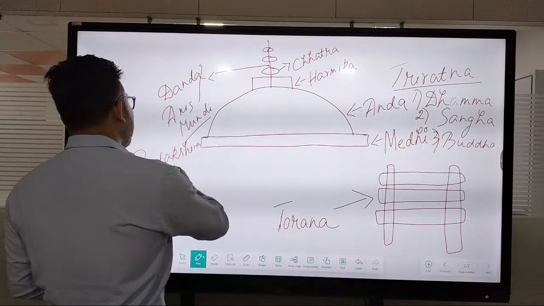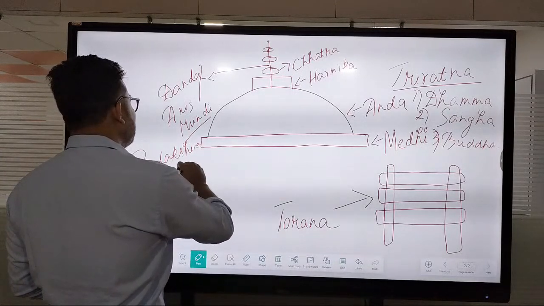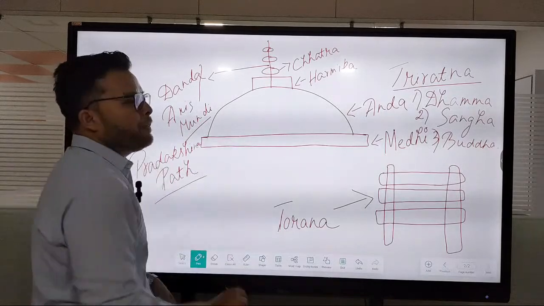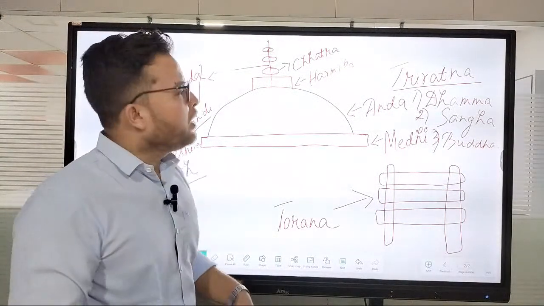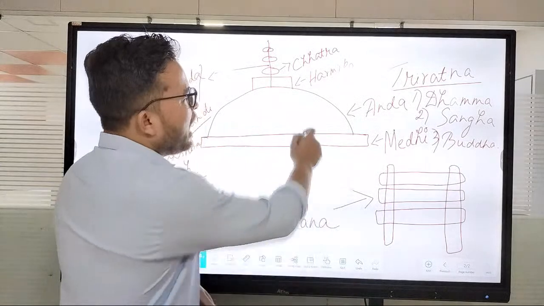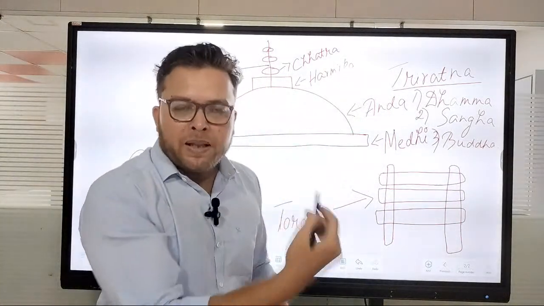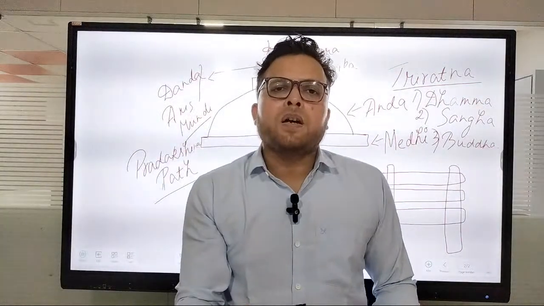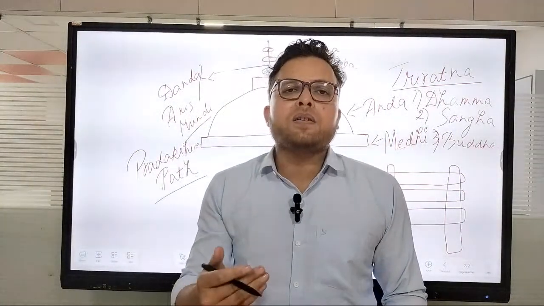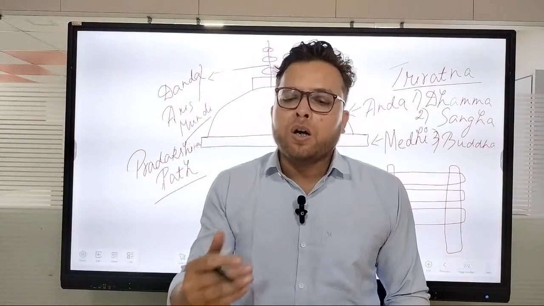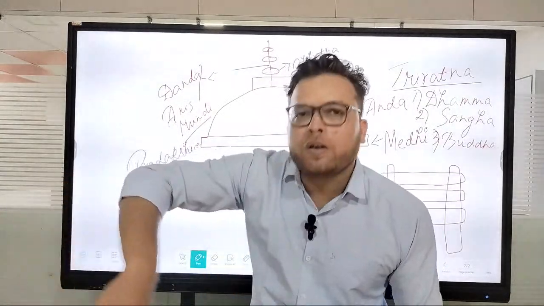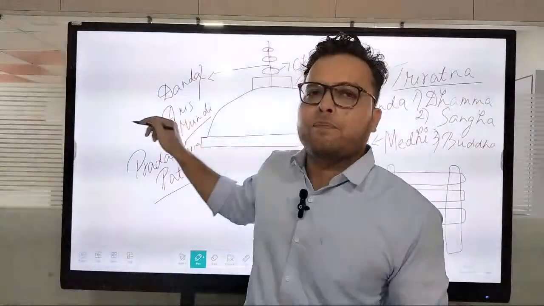Pradakshina or Pradakshin Path. Where will you find the Pradakshin Path? It is found around the anda. What is the purpose of the Pradakshin Path? It is the path which is used by devotees to revolve around the anda.